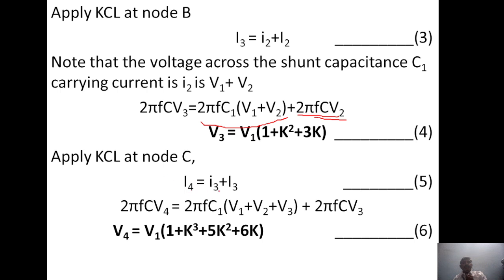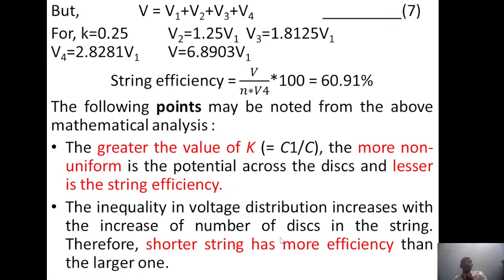Similarly at node 4, I4 equal to I3 plus small I3. Following this, you will get V4 equal to V1 into 1 plus K cube plus 5K square plus 6K. The total voltage, that is the line voltage, is equal to the sum of the voltages across individual disks. So V is equal to V1 plus V2 plus V3 plus V4. Suppose we assume K is 25%, the mutual capacitance being 25% of the shunt capacitance. Then we get V2 equal to 1.25 V1, V3 equal to 1.8 V1, V4 equal to 2.8 V1, and V equal to 6.8 V1. So you get roughly 60.91% string efficiency.